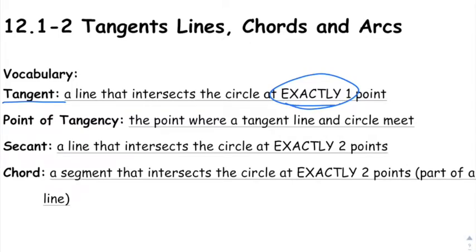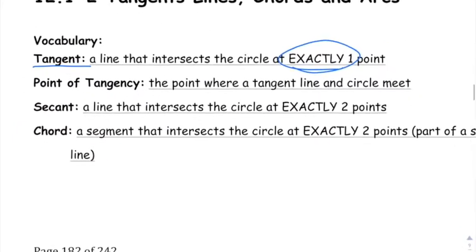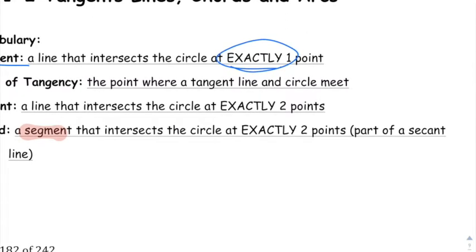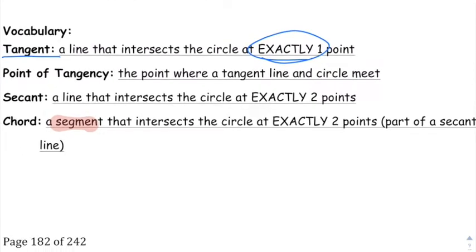Now you have a different type of line that intersects a circle at multiple points. That's called a secant line. So that's that second line right there. Going back to tangents, the point where a tangent line and a circle meet is the point of tangency. And then you have a chord, which is a little bit different than a secant. A secant is a line that extends in both directions forever and intersects at 2 points. A chord is more specifically just a segment that intersects the circle at exactly 2 points, and it's part of a secant line. So it's a segment in between 2 points on a circle.